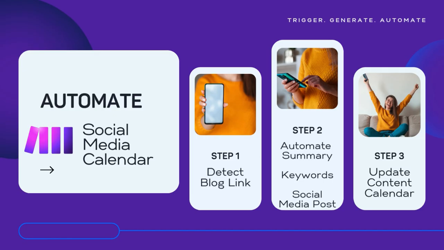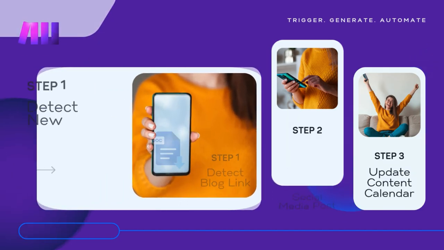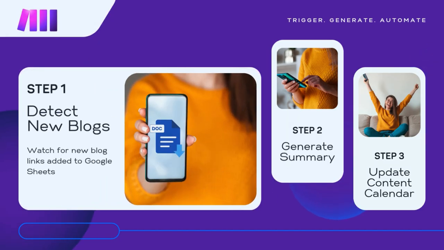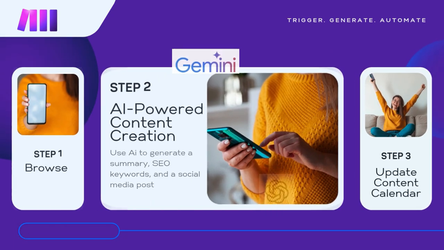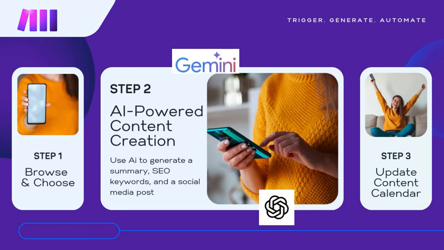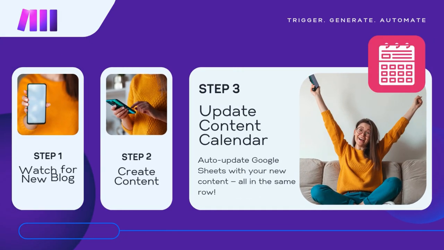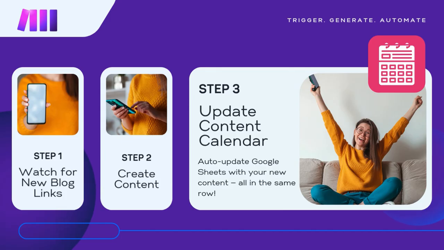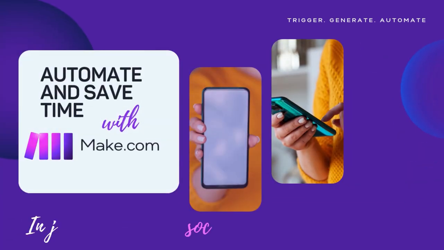Let me show you how to create your entire social media calendar in just 10 minutes. Drop your blog link straight into Google Sheets. AI creates a summary, SEO optimized keywords, and a ready to post caption. Everything auto saves back into the sheet with no copy paste. Your social media calendar is ready. Let's build it.